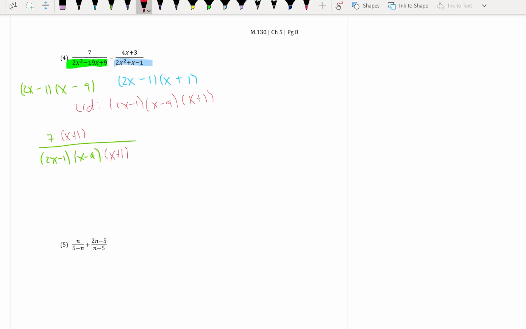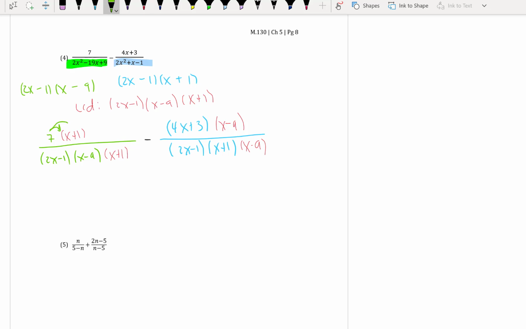So I need to multiply top and bottom by what is missing. For that second fraction, I have that 4x plus 3 in my numerator. My denominator, I have that 2x minus 1 and that x plus 1. So what's missing from this denominator is the x minus 9. So I always need to multiply by what's missing.